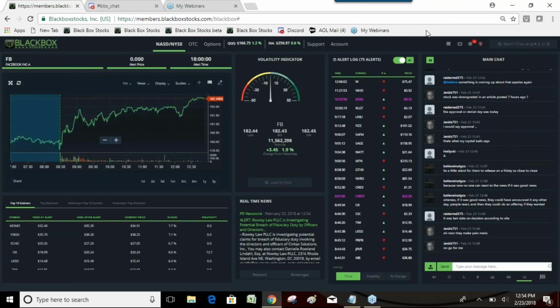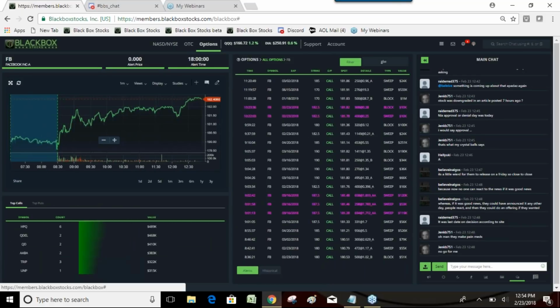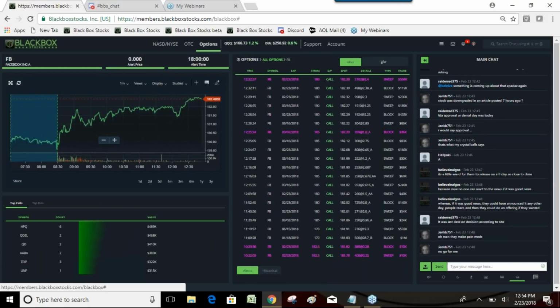So today we're going to show you how we use Black Box options. When you sign on to Black Box, this is the first thing you see: chat room, alerts, alert log. But today we're concentrating on options. So let's go ahead and click options and show you how this works.